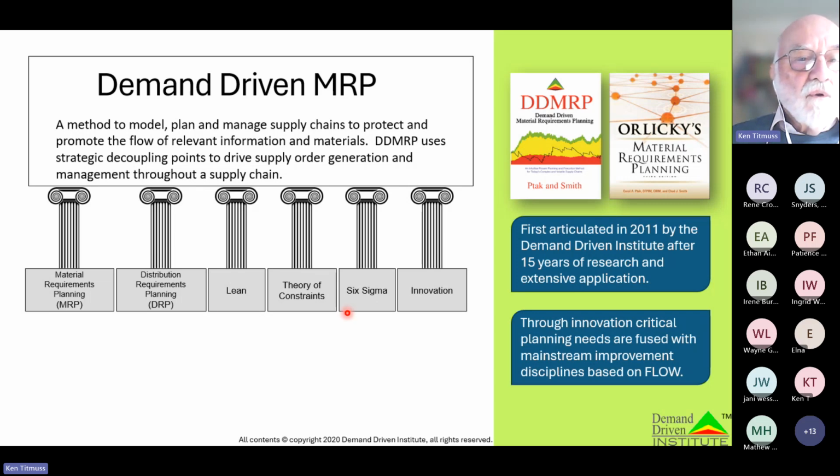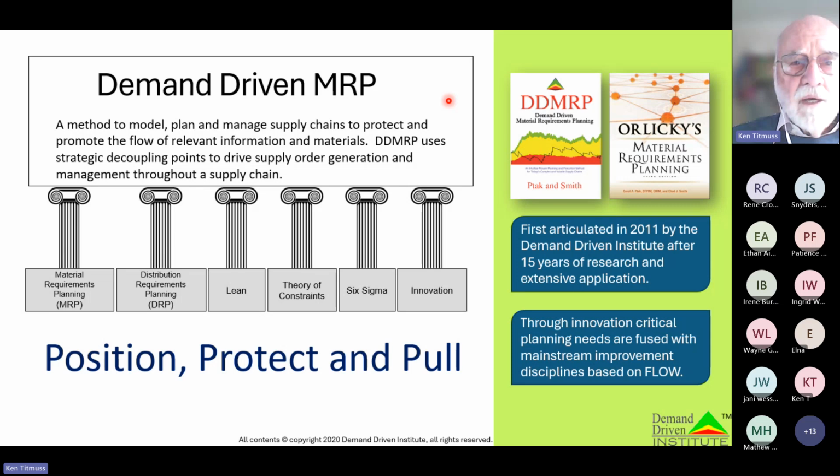We can include all the best methodologies we've got here with some innovation to come up with a method to model, plan, and manage supply chains to protect and promote the flow. And that is an important word, the flow. We want to get flow through our organizations of relevant information and materials. DDMRP uses strategic decoupling points to drive supply order generation and management through a supply chain. So we want to position inventory correctly in our supply chain, we want to protect those positions so they never run out of stock, and then we want to pull from those positions.